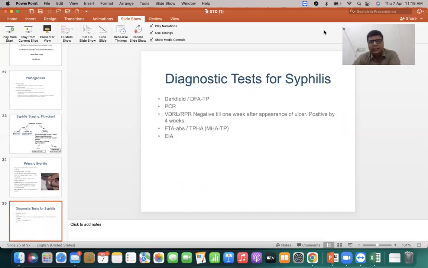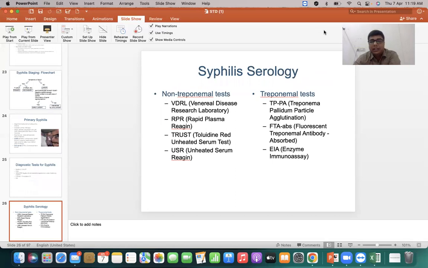So, what are the diagnostic tests for syphilis? In primary chancre, you do dark field microscopy, then PCR, VDRL. VDRL is negative till 1 week after appearance of ulcer. After that, it becomes positive. This is mainly used as a screening test, and the confirmatory tests are FTA-ABS, TPHA, and enzyme immunoassay.